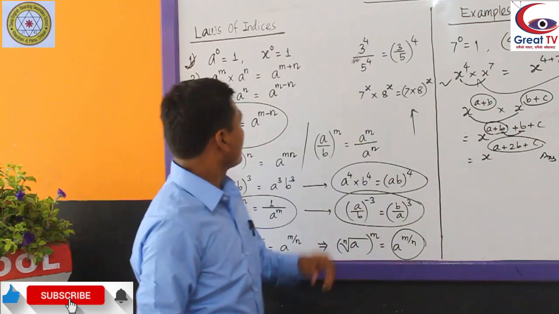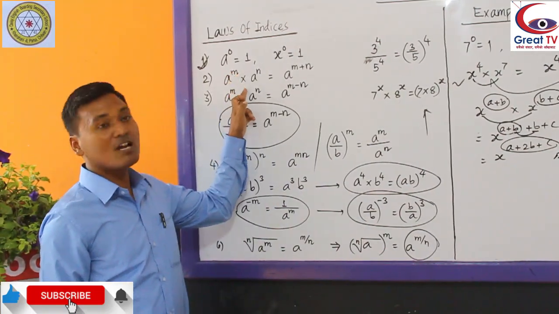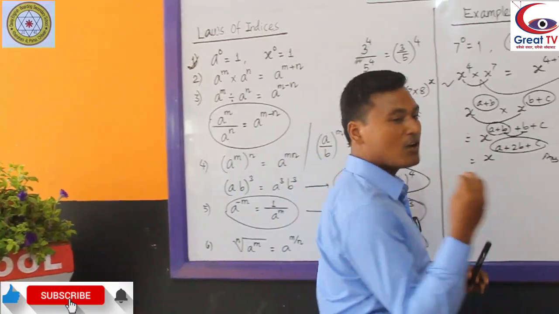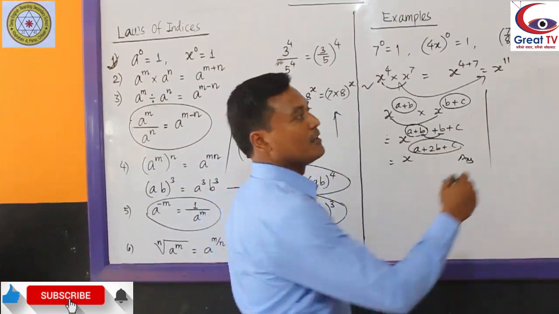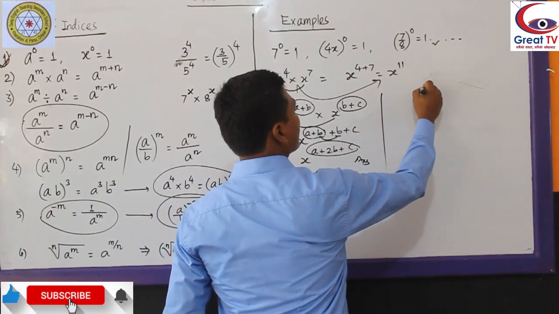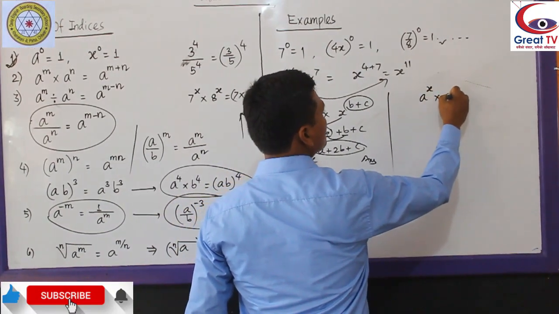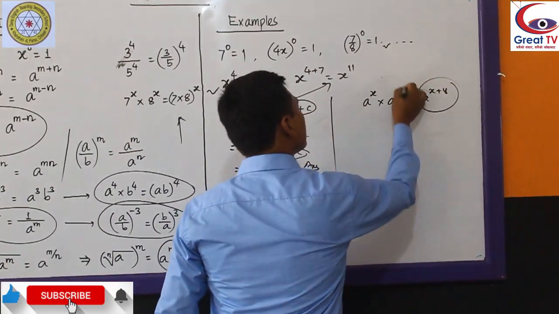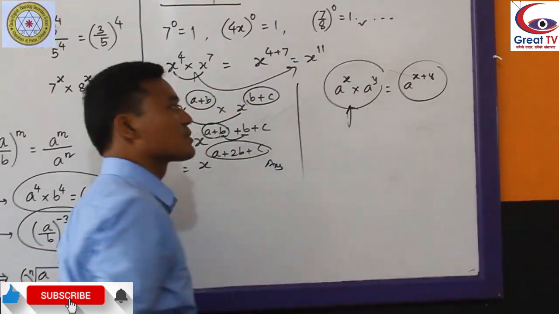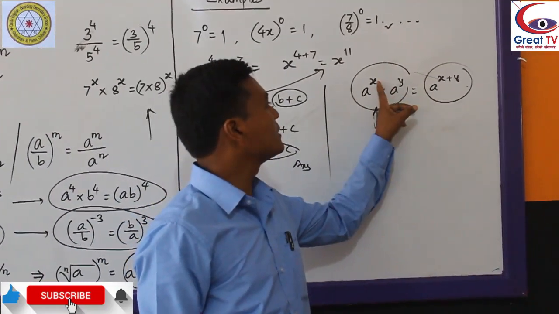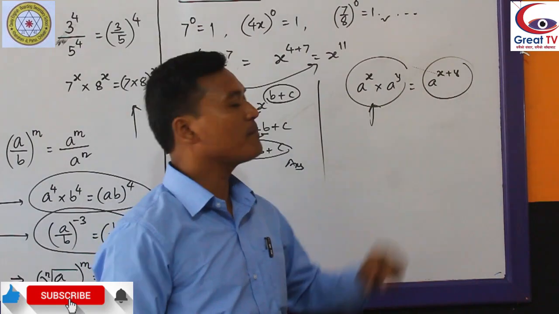Now as we know, a to the power m times a to the power n equals a to the power m plus n. This is the product law of index. But you have to know another idea also at class 9. We know a to the power x times a to the power y equals a to the power x plus y. If we have this type of question, it can be simplified this way. Writing a single base a, we add the powers x plus y, a to the power x plus y.